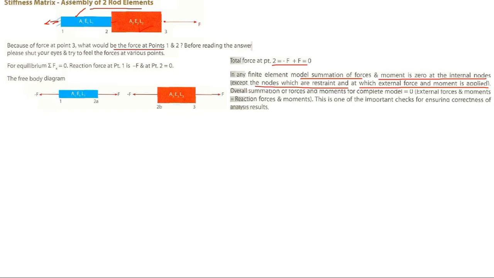In the internal load, if you add all the forces or moments, it will become 0. But if you see here, what is the force? Whatever the applied force, it will come. But at the fixed point, what is the force? The reaction will come. So any in-between forces will always be 0 to maintain the equilibrium. So the overall summation of forces and moments for the complete model will be 0. If we add completely, F minus F equals 0. That's why it's an equilibrium. This is one of the important checks for ensuring correctness of analysis results.